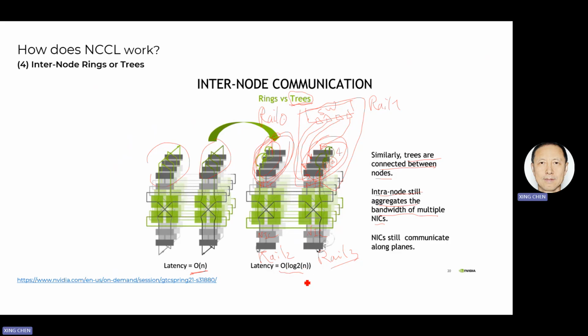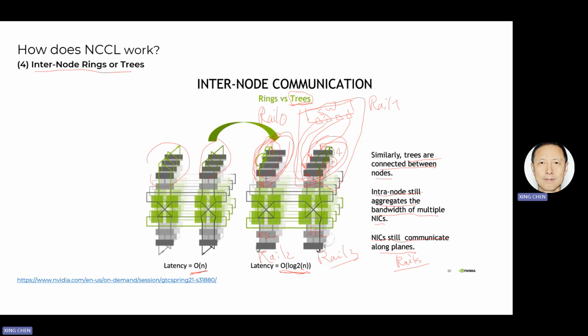The latency of this internode communication is proportional to the logarithm of the quantity of nodes. So the latency is smaller, because with a ring the latency is proportional to the quantity of nodes. You are doing a ring, you have one more node to pass, so your latency will be increased. But with this one, the latency has been reduced, being proportional to the logarithm of the quantity of nodes. Okay, so NICs still communicate along planes, along rails. So this is the internode ring or tree.